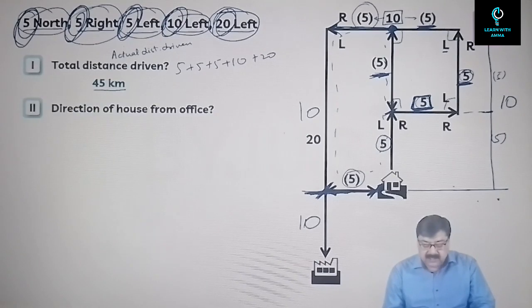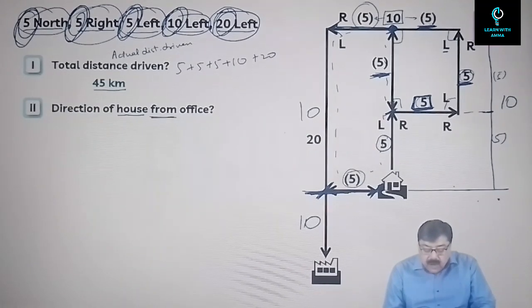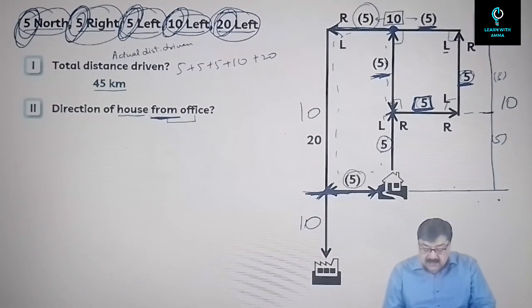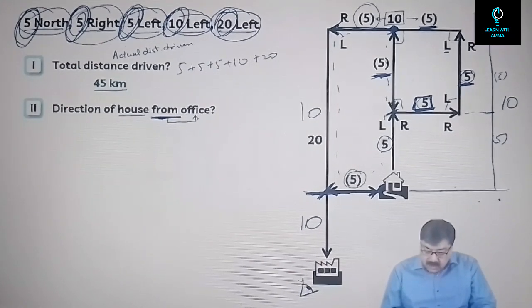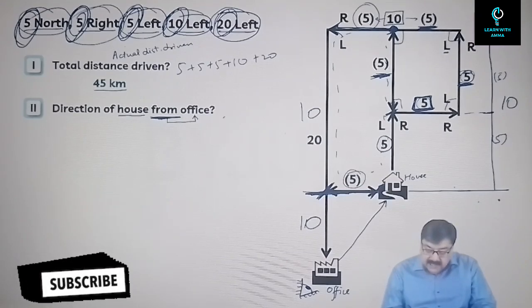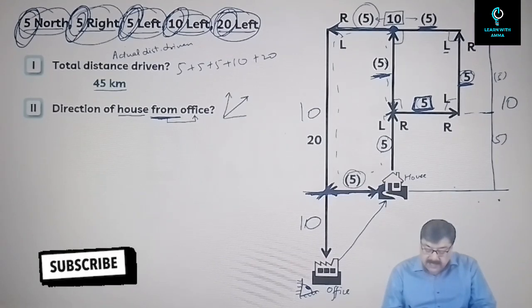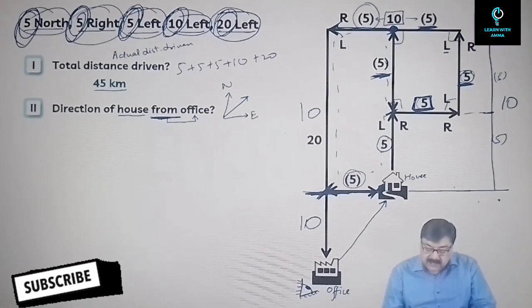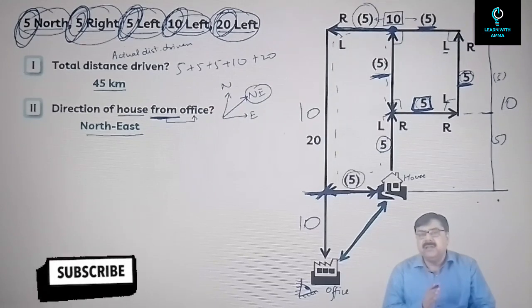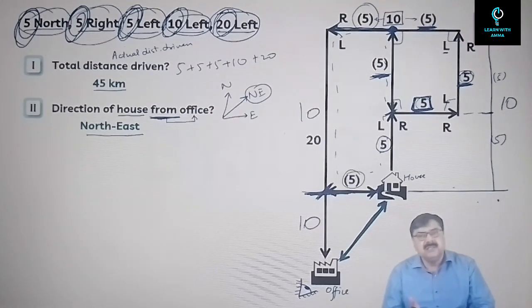Now, in which direction is his house from his office? So, whichever place is given to you after the word from, you stand there and watch the initial position. Now, this is the office and this is the house. So, from office to house is this direction. This direction we know is between north and east, so it has to be the northeast direction. Any point between north and east is the northeast direction.